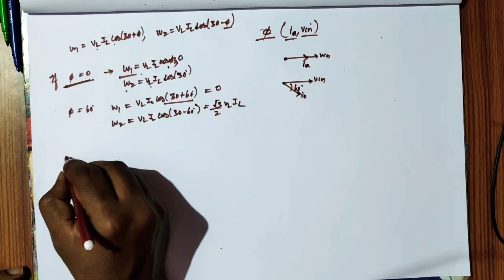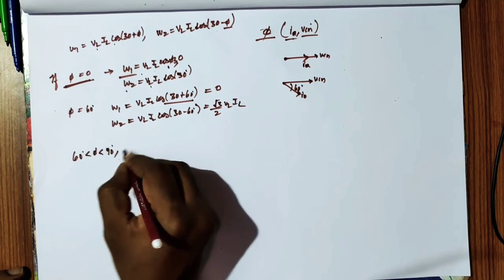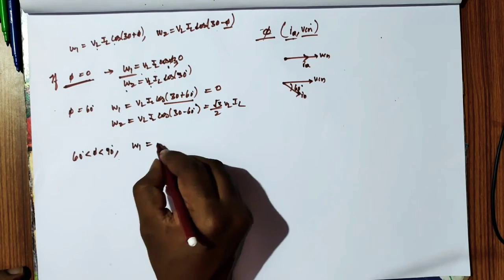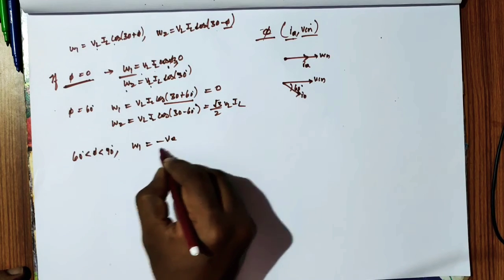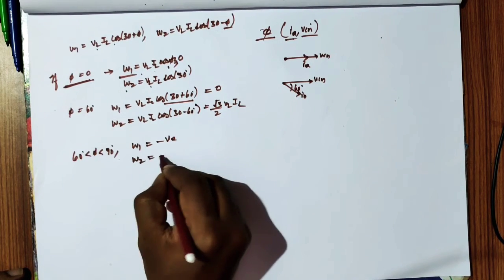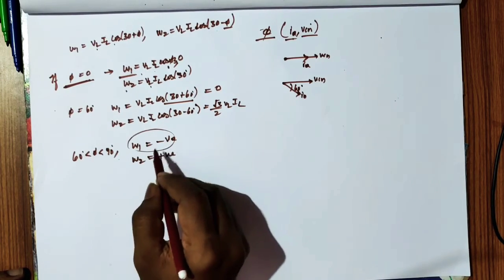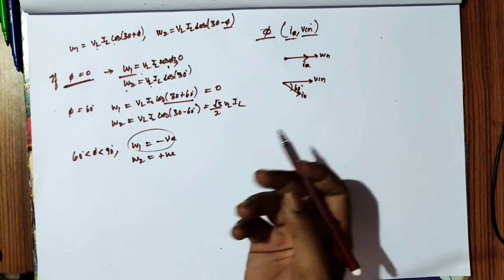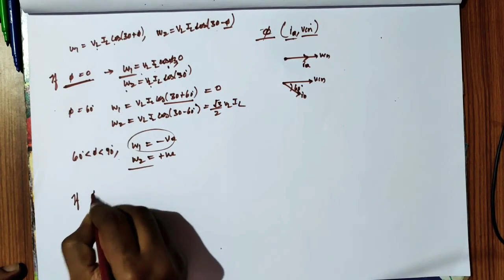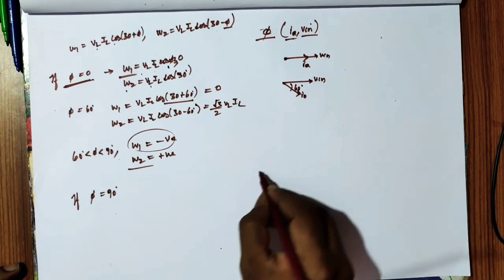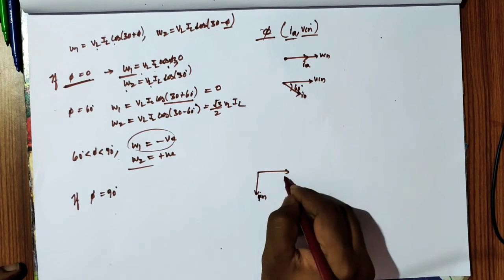If the phase angle is between 60 degrees and 90 degrees, then W1 is a negative value and W2 is a positive value. If you obtain the negative value, you reverse the coil to get a positive reading. So you will use that. If phi is 90 degrees, that is, it is completely lagging, we'll see what happens in that lagging case.